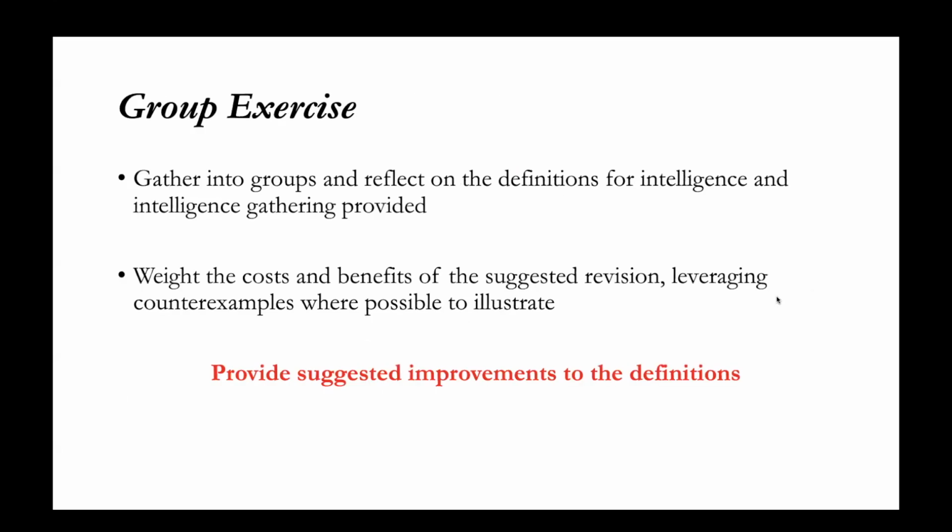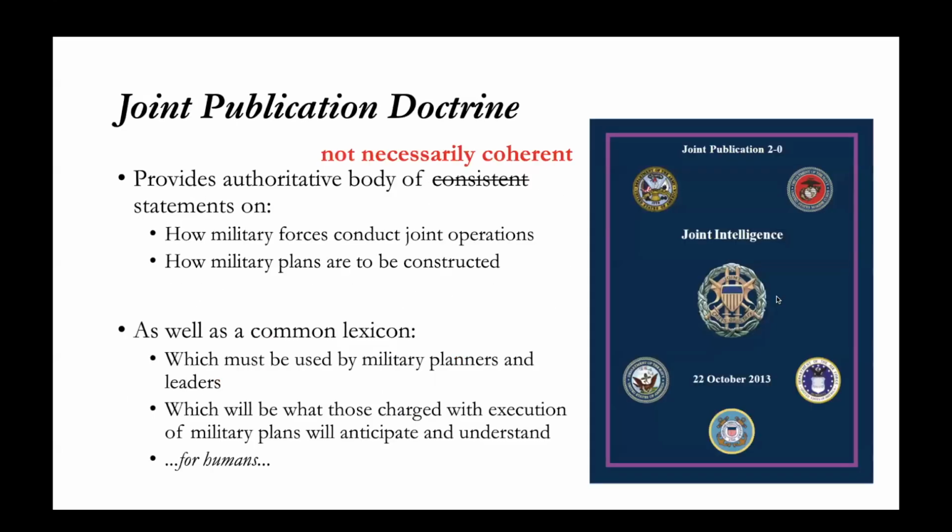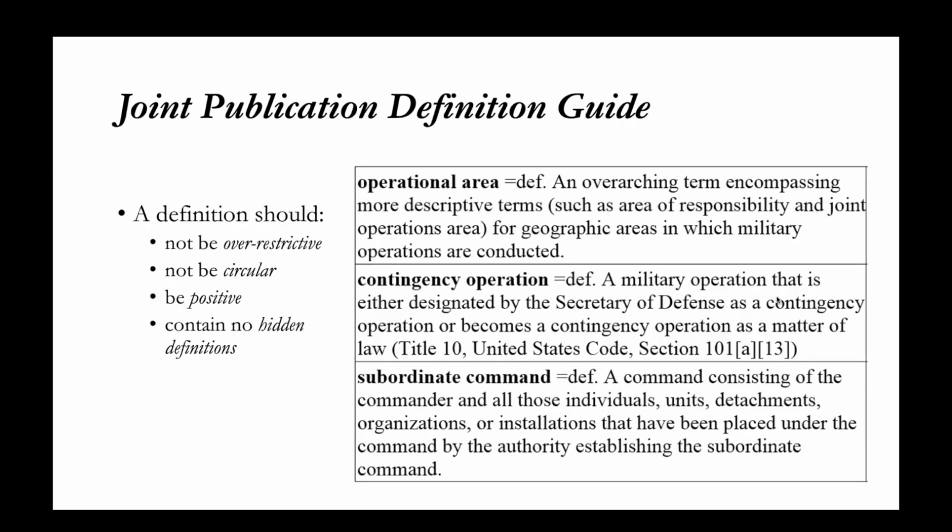I would give you this, but I won't. I will just come back to this. Why more specific again? We're aiming for machines. Joint publication definition guide is provided for you. When you're creating definitions, according to the joint publication standards, there are some criteria. The definitions should not be overly restrictive. They should not be circular. They should be positive, and they should have no hidden definitions. That seems reasonable. In fact, at the beginning of this lecture, we talked about at least two of these.